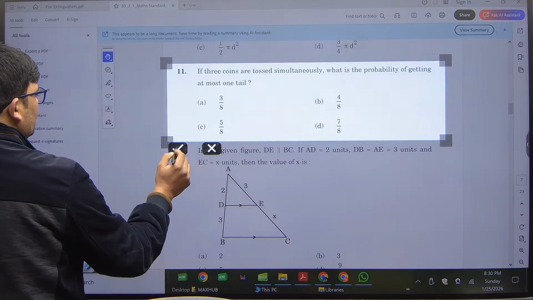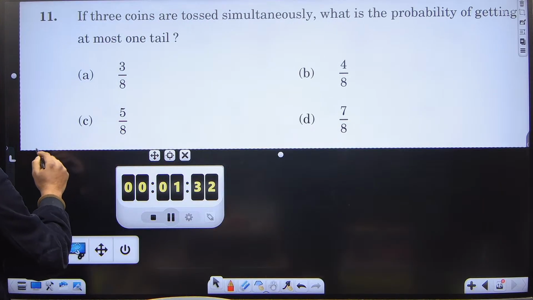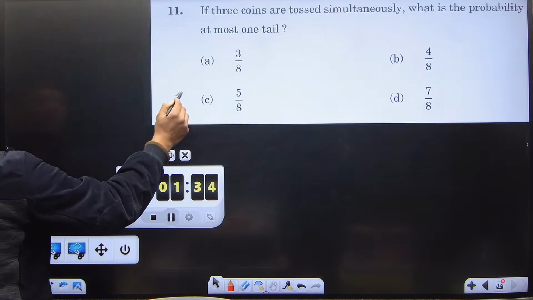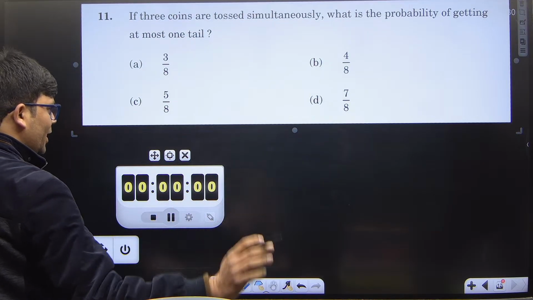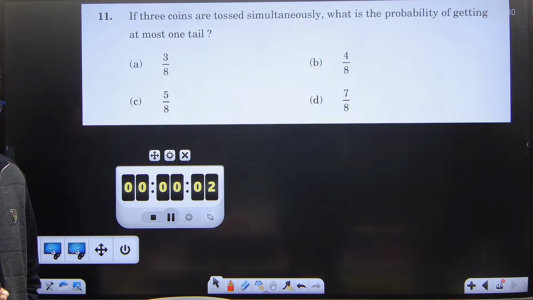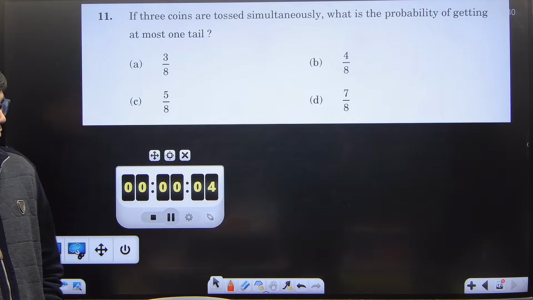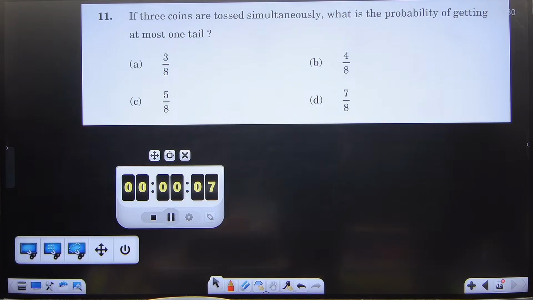Very good question. What is the probability of getting at most one tail? At most one tail. Okay, so I am going to give you 1.5 minutes to think. Okay, don't be in a hurry. आराम से करो. I want the accurate answer. Don't just jump into the answer.